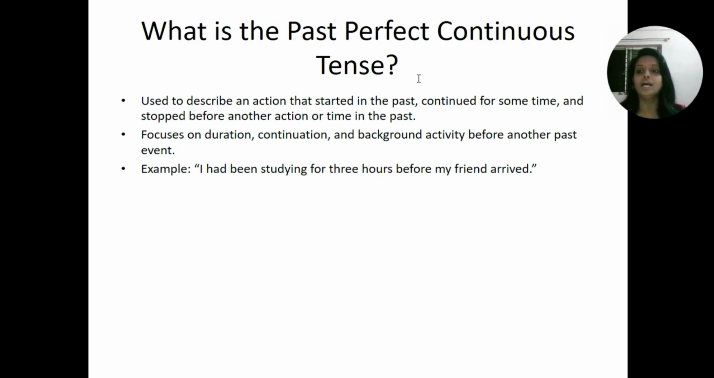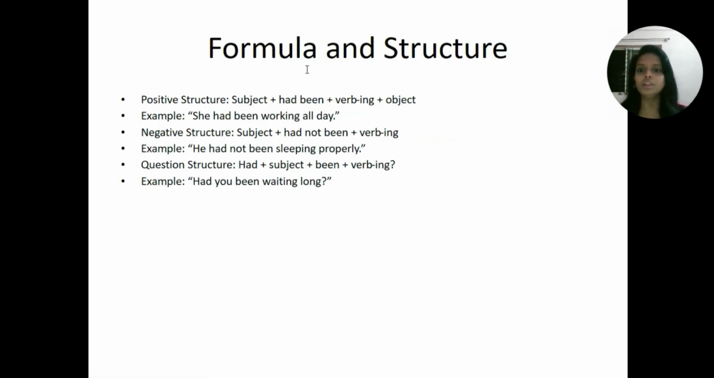For example, I had been studying for 3 hours before my friend arrived. You have to look carefully here. What happened first? The studying, right? And what happened later? The friend arrived. So the studying continued for a duration before the second event happened. That's why we use had been studying. Got it? Now let me give you the structure.